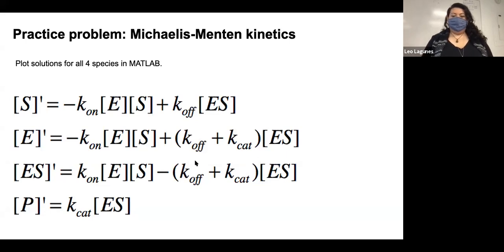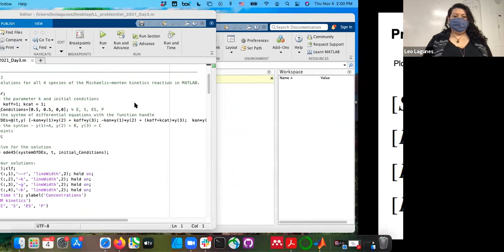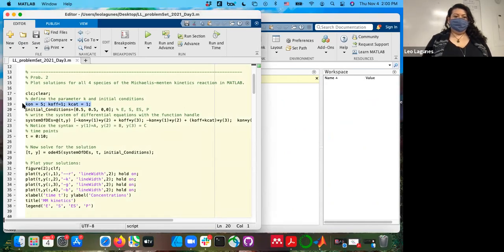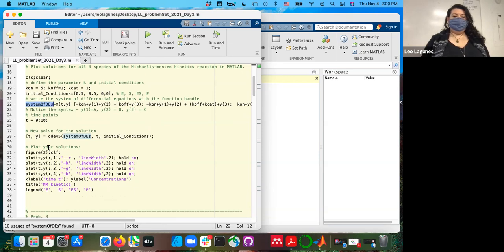Okay, let me show you how I did it in MATLAB. I just let K on and K off be whole numbers. For the initial condition, I started with just 0.5 for the enzyme and the substrate. I think I have these in the other order for substrate and enzyme. Then we don't start off with any of the enzyme-substrate complex and none of the product, because I want to see what happens with the product. Then I put all the equations into the system of differential equations. We can change our time, but I just started with 10 for now. And then I'm just going to plot everything.